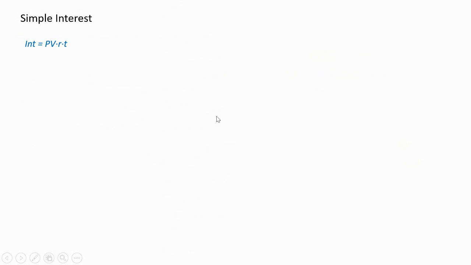What's simple interest? Hey guys, the interest, here I put INT for interest, but I believe in the book it only has an I. But I don't want to use the I only because it looks like a 1. Okay, that's why I put INT for interest.